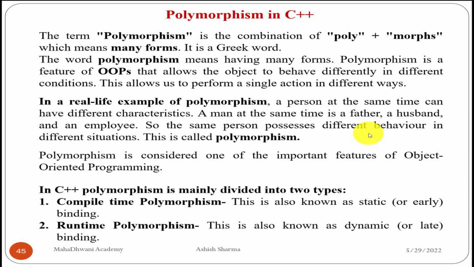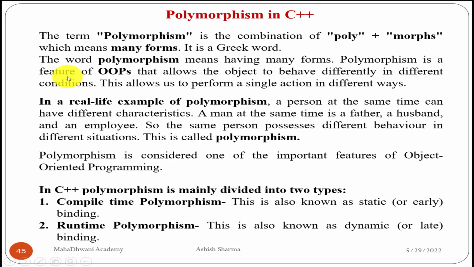This term is made up of two words, poly and morphs. Poly means many, morph means forms. So it is a Greek word. The term polymorphism is a combination of poly and morphs, which means many forms. So polymorphism means many forms. The word polymorphism means having many forms.